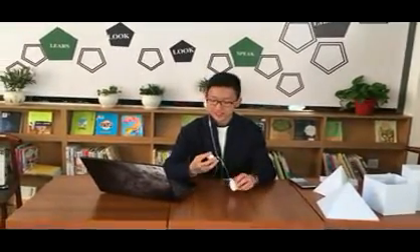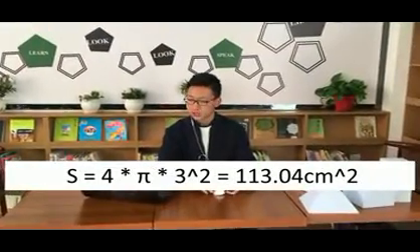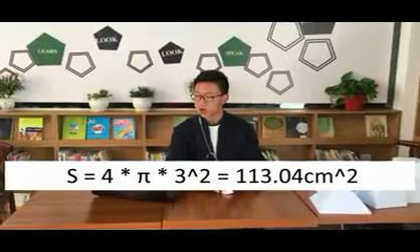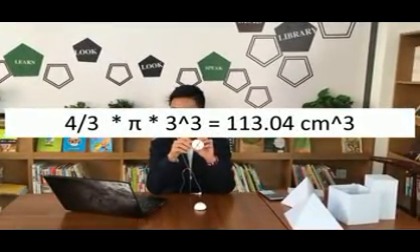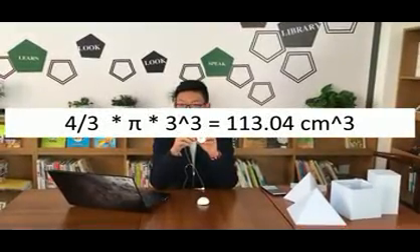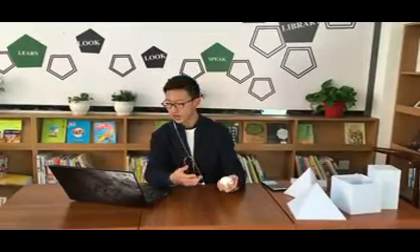To give an example, the radius of this sphere is about 3 centimeters. Then we can get that the surface area is equal to 4 times pi times 3 squared, which equals 113.04 centimeters squared. And the volume is equal to 4/3 times pi times 3 cubed, which equals 113.04 centimeters cubed. And also in real life, spheres are used in many places. For example, all the balls, most of the stars, and so on are shaped like a sphere.